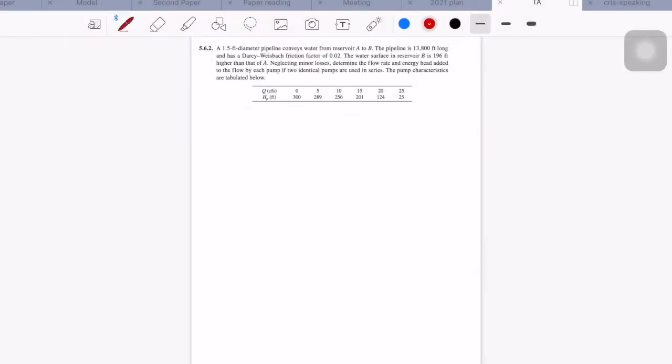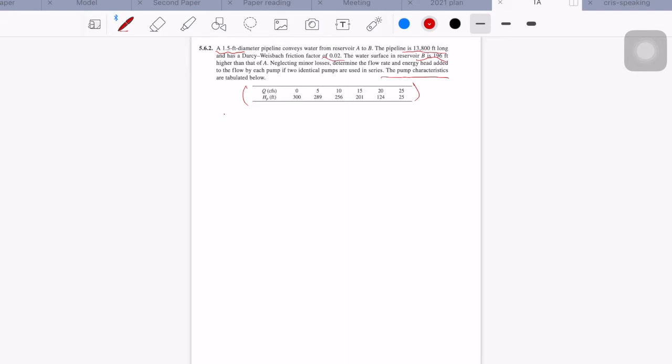For the third problem, a 1.5 feet diameter pipeline conveys water from reservoir A to reservoir B, and the length of the pipeline is 13,800 feet, and the Darcy-Weisbach friction factor is 0.02. The water surface in reservoir B is 196 feet higher than reservoir A. Neglecting the minor losses, we need to determine the flow rate and the energy head added to the flow by each pump if two identical pumps are used in series. And the problem also gave us the pump characteristics in this table.